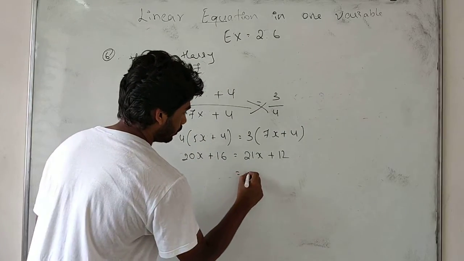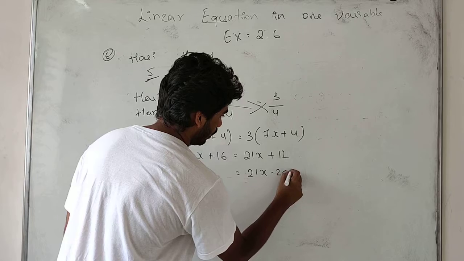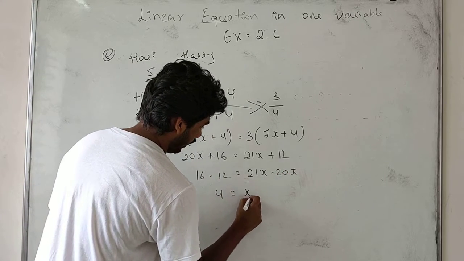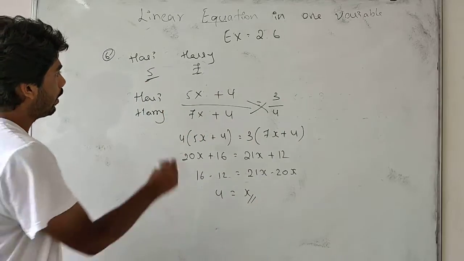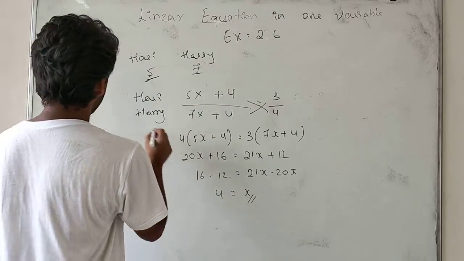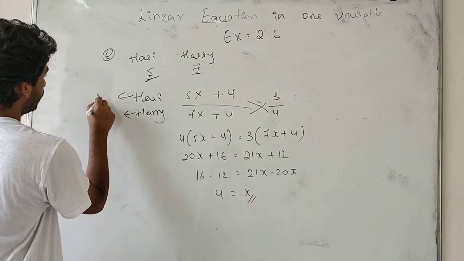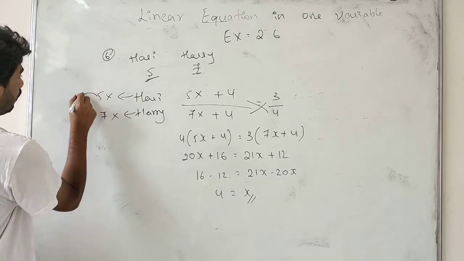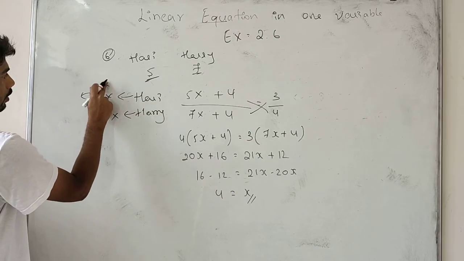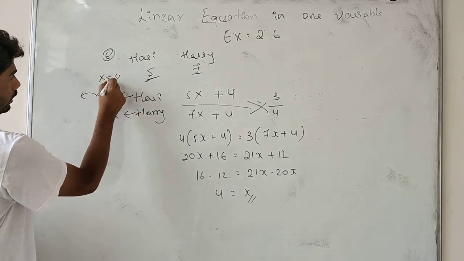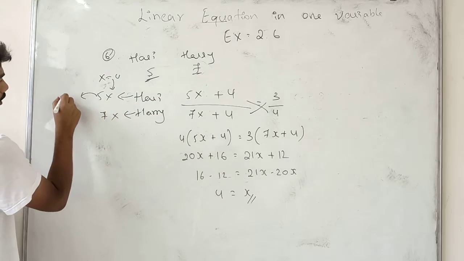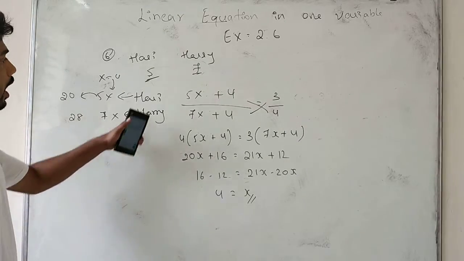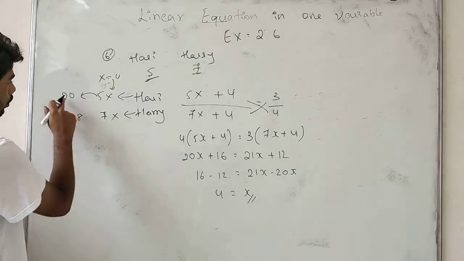Shift terms: 21x minus 20x equals 16 minus 12. So we get x is equal to 4. Now we substitute for Hari and Harry, who are 5x and 7x. The x value is 4. So 5 fours are 20, and 7 fours are 28. So finally we get the ages as 20 and 28.